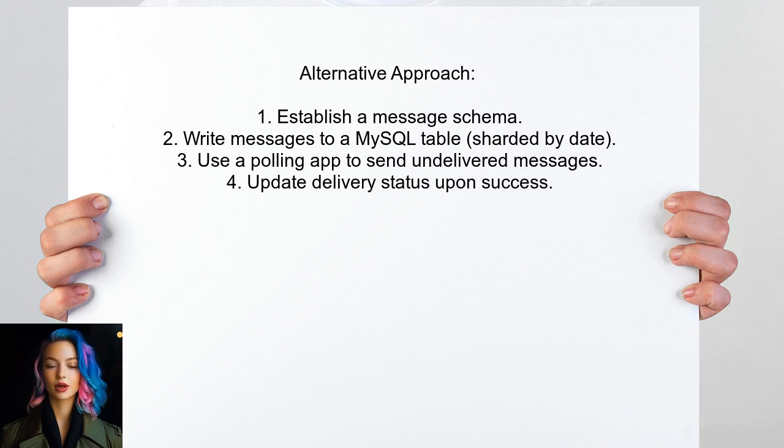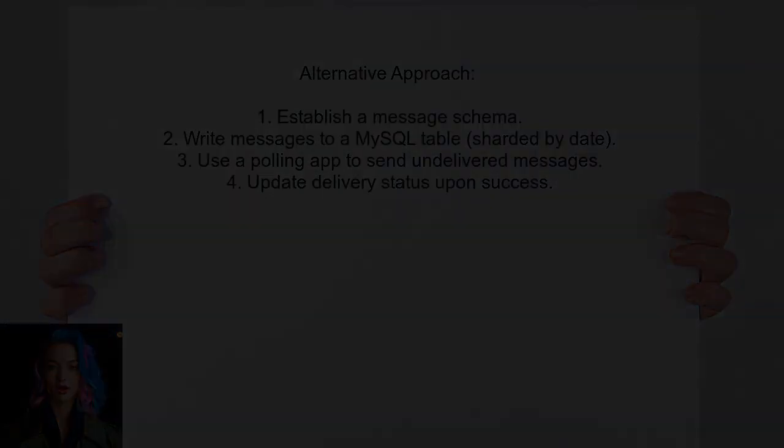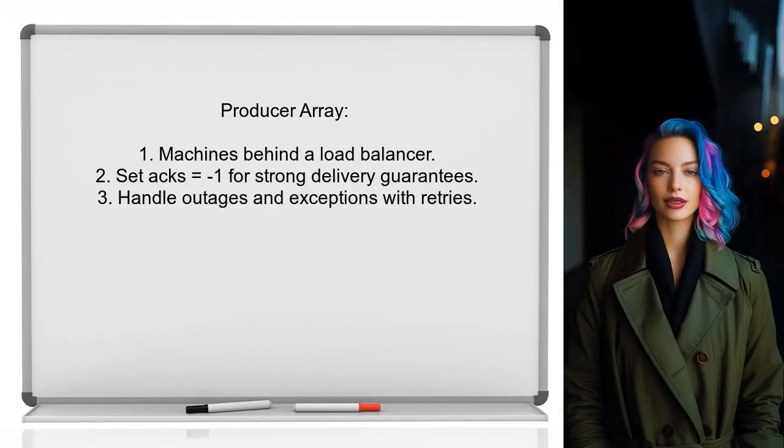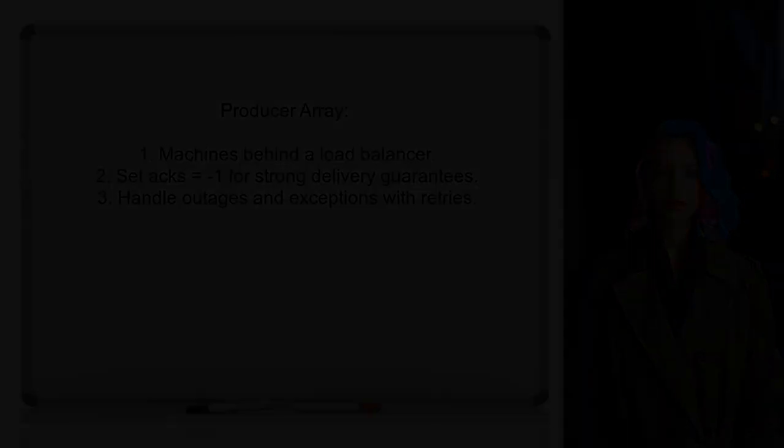A polling application retrieves undelivered messages, sends them to a load balancer, and updates their status upon successful delivery. The producer array consists of machines behind a load balancer that send messages to the Kafka cluster. It's crucial to set the acknowledgement configuration to acks equals -1 to ensure all replicas acknowledge the message, providing strong delivery guarantees. The system handles connection outages, restarts, and internal Kafka exceptions through retries and status checks.